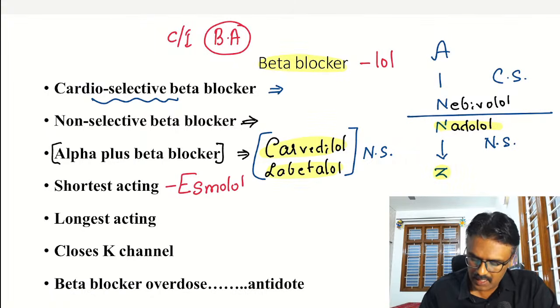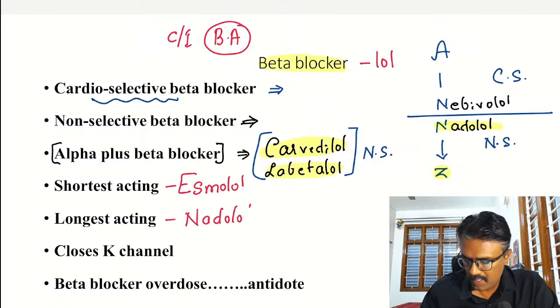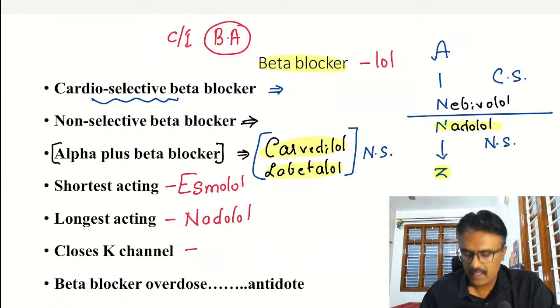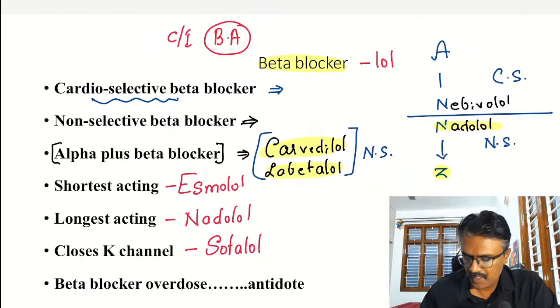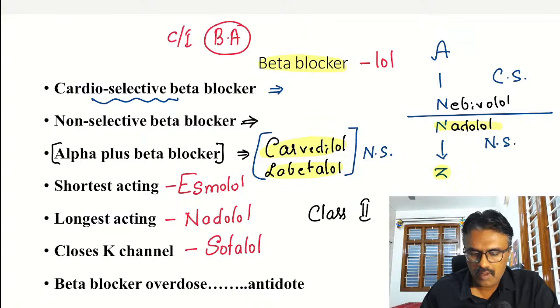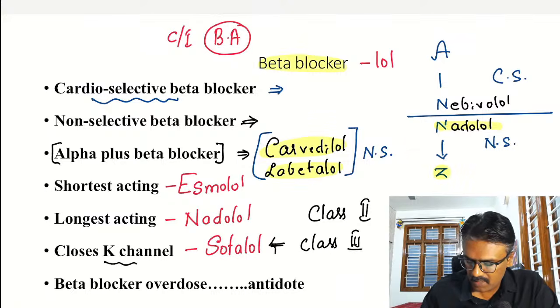The longest acting will be nadolol. The one which blocks potassium channel is called sotalol. Now, if you remember the antiarrhythmics, we have four classes. All the beta blockers belong to class 2, but sotalol belongs to class 3. The reason is it has potassium blocking property.